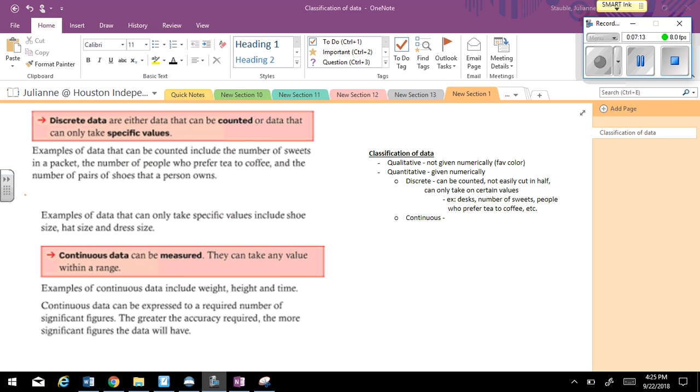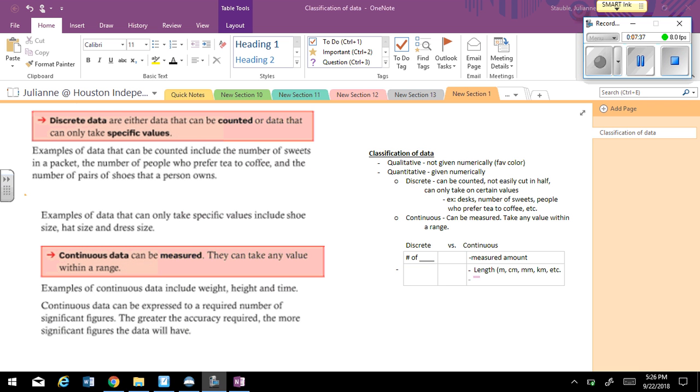Okay, so all of those were examples of data that can be counted, but other data that is discrete would also be examples like shoe sizes, hat sizes, dress sizes. So I'm not measuring them, I'm not counting it, but that size is assigned a number. So that would be the specific kind, not just counting.